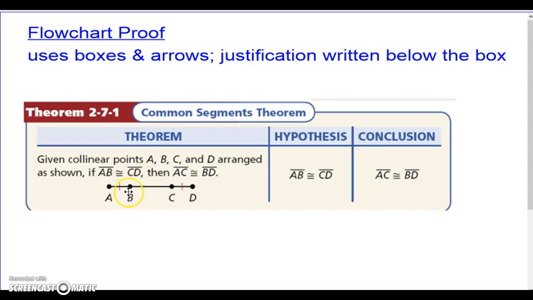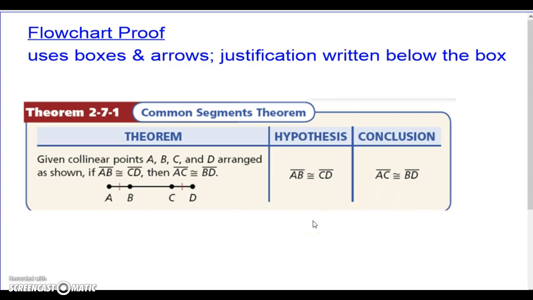AC is simply AB plus BC, right? And BD is CD plus BC. So we're taking AB and CD and adding BC to each side. The addition property of equality.